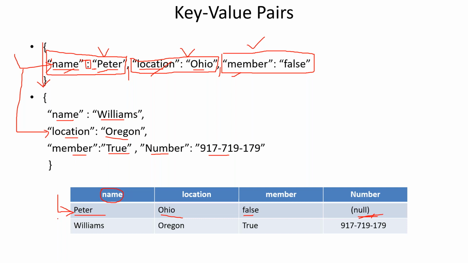Next, in the second entry, I have the name given as Williams. The location is Oregon, the membership is true, and the number is shown up here.